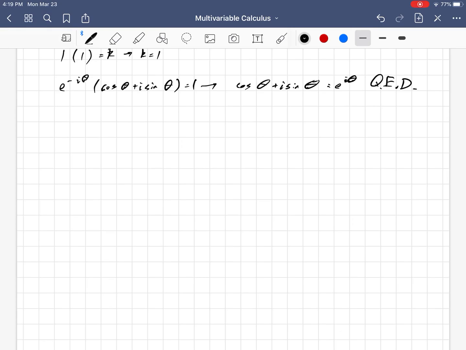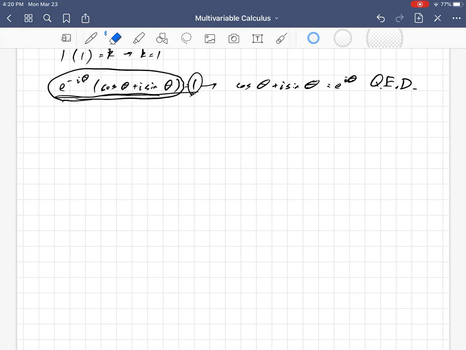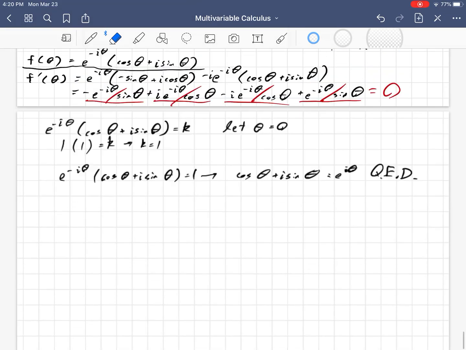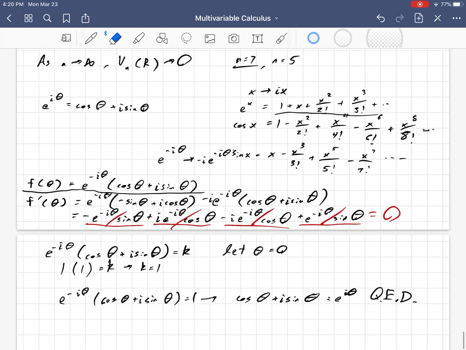So what I said to myself was, I know that this is true, so I'm going to multiply both sides by e to the negative i theta. If I multiply both sides of this equation by e to the negative i theta, then I get this right here. And then I said, I know if I differentiate both sides, the derivative for this function is just going to be 0, because when I differentiate this side, it's 0, and they both have to be equal to each other. So I know these are going to be 0, and I can just solve for k.